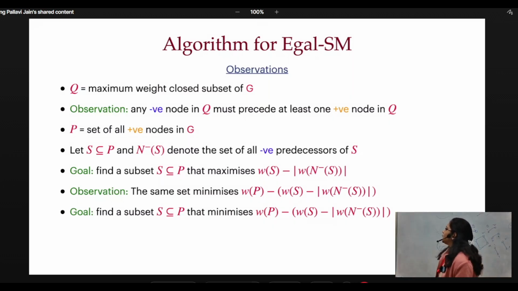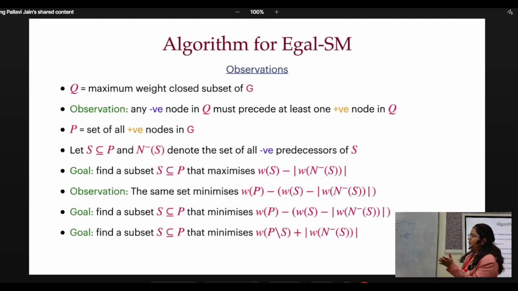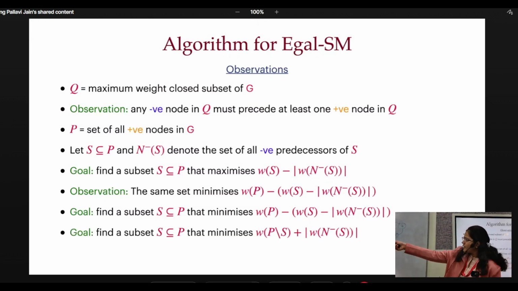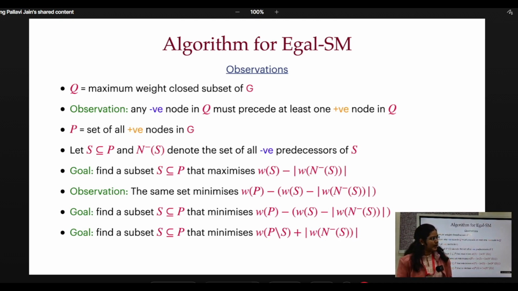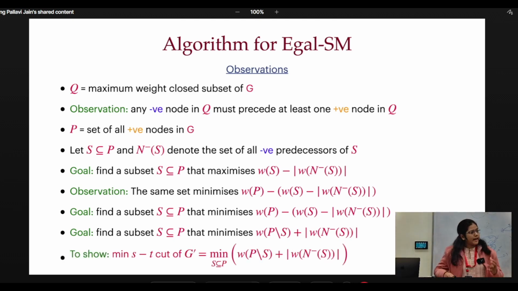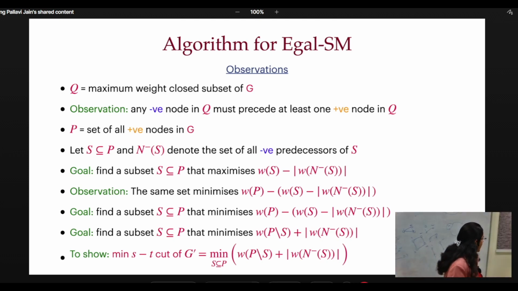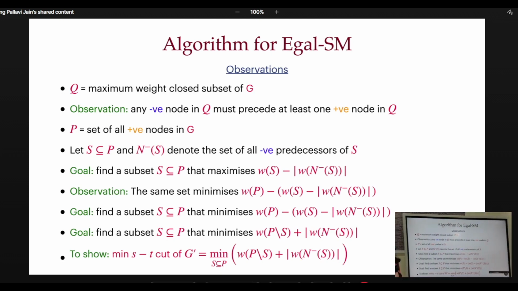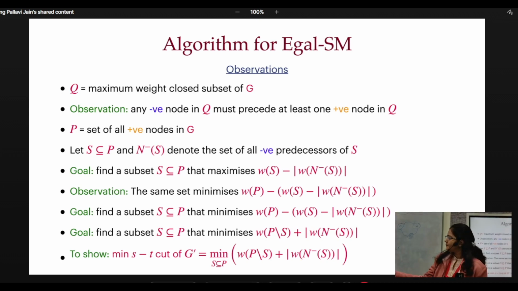So this is equivalent to finding a subset of P that minimizes WP minus the weight of S plus the weight of the negative neighborhood, like we just solved the above equation. I told you that we will find the minimum ST cut, and that is how we will get the maximum weight closed set of rotations. So this is the thing that we need to prove, that the minimum ST cut is the same as this value. Agree? Okay, so let us do that.